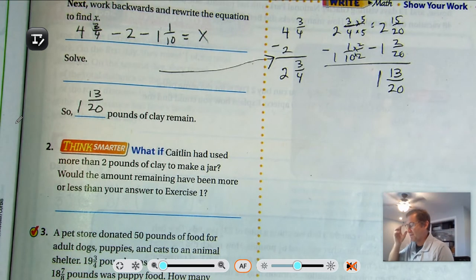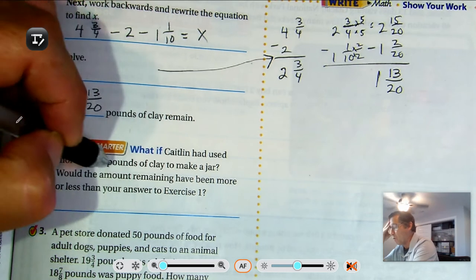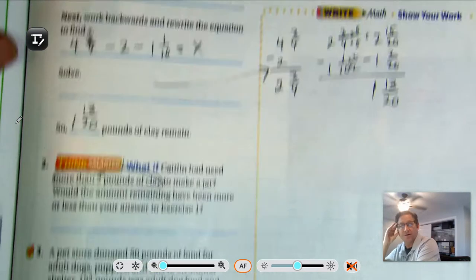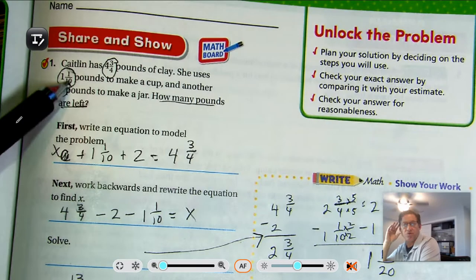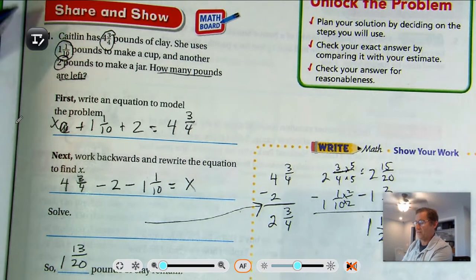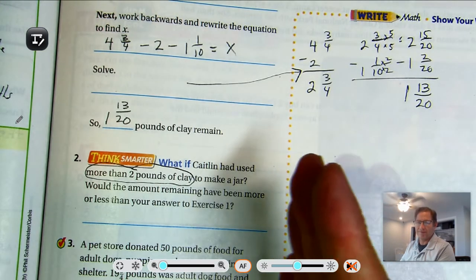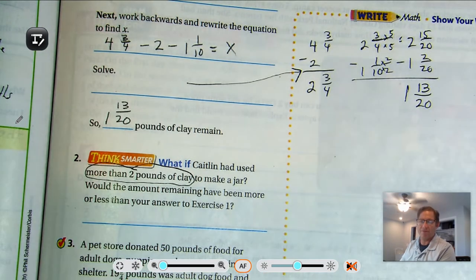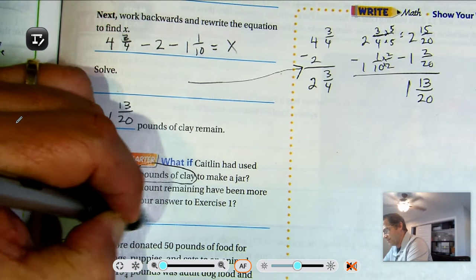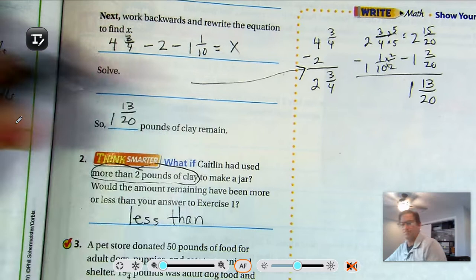Number 2. Well, what if Caitlin had used more than 2 pounds of clay to make a jar? So here in the problem, she only used 2 pounds. So basically, we're saying that we'd actually be using more of the clay. So if you're using more of the clay, would the amount remaining have been more or less? Well, if I use more clay, I have to have less left. Okay.